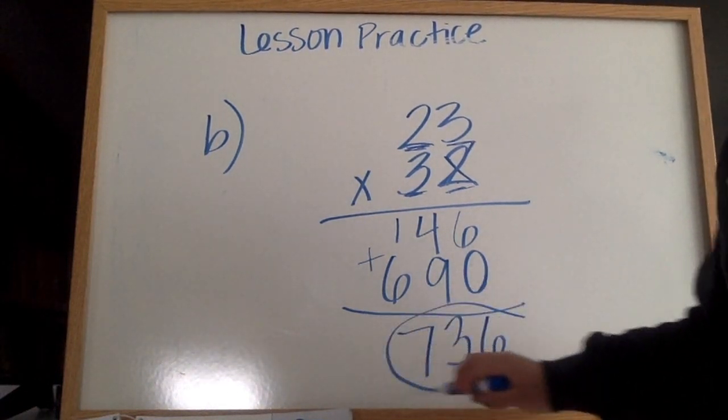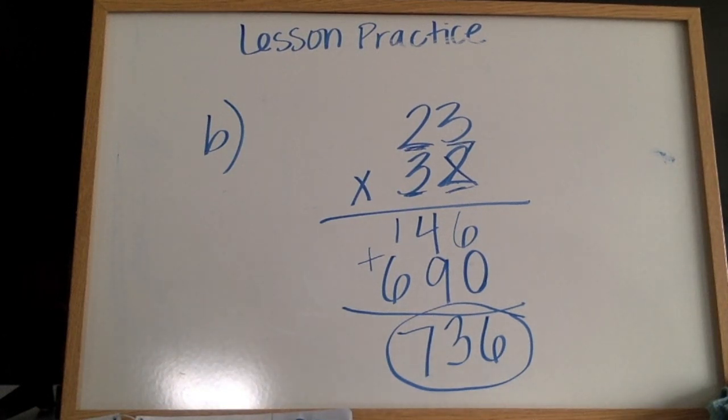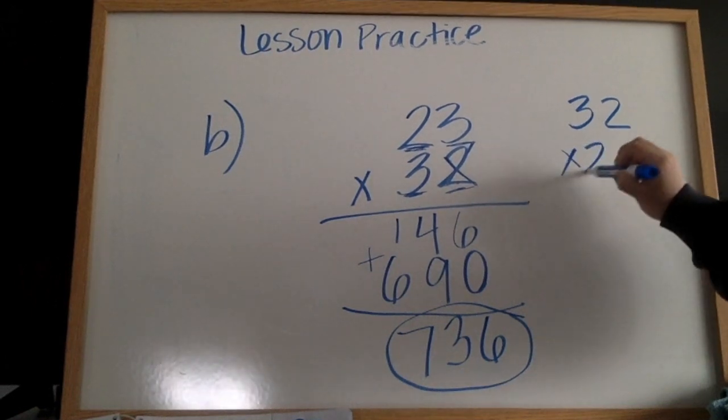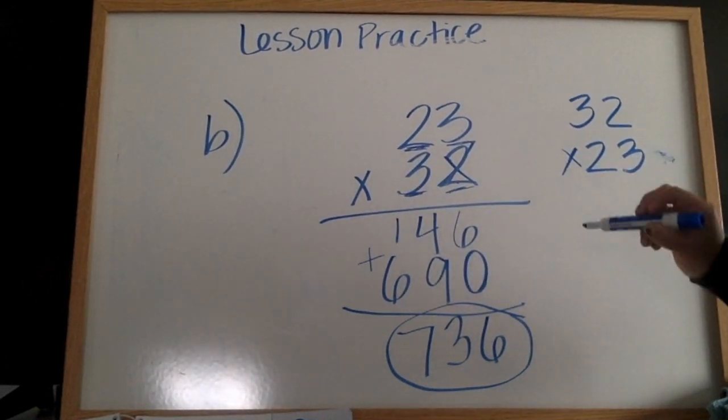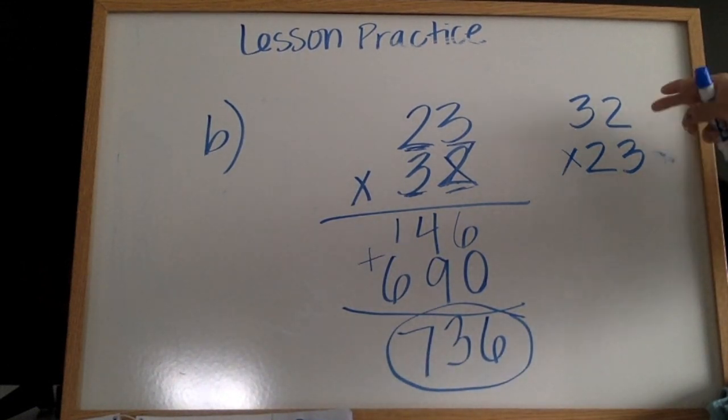Now, I get the same answer as I did for letter A, and the reason is because in letter A, you were taking 32 times 23. And in letter B, you're taking 23 times 32. So they just switched these up on you.